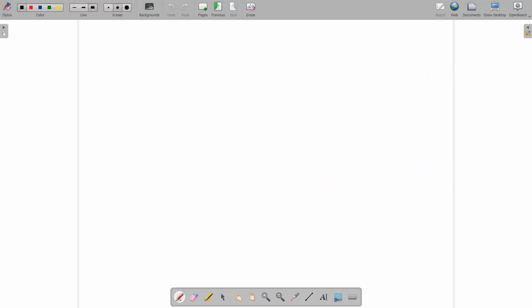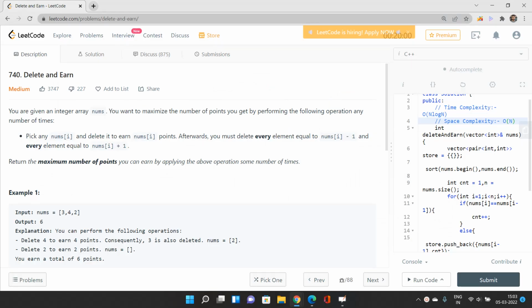Let's say I take the example 2, 3, 4. So this is an array. In one operation, let's say you have chosen the value 2. Your answer that you need to maximize will be exactly equal to 2 because you have chosen 2. When you choose 2, you need to delete all the occurrences of A + 1 as well as A - 1.